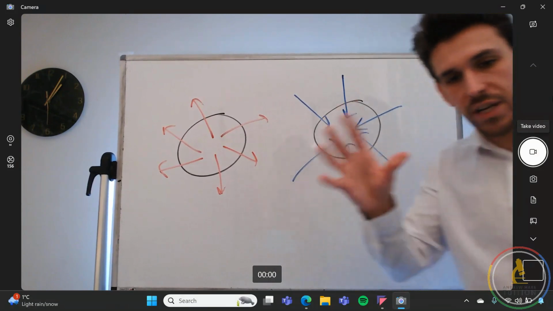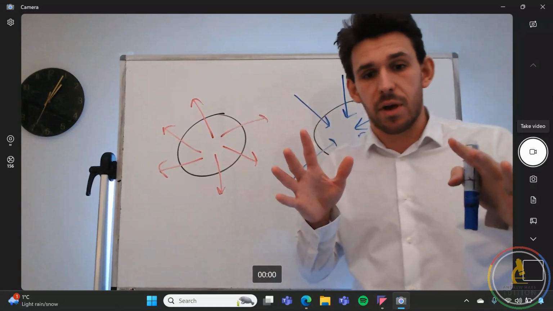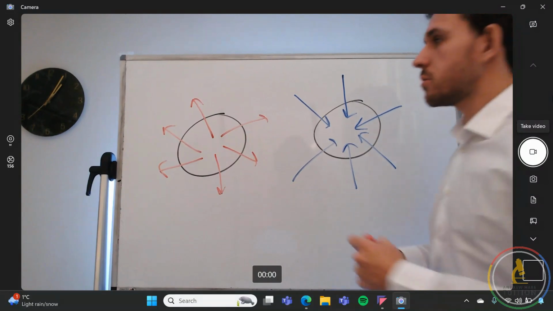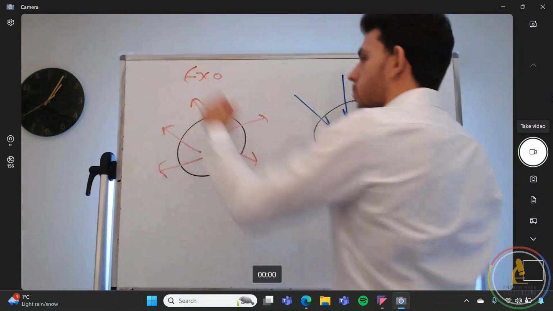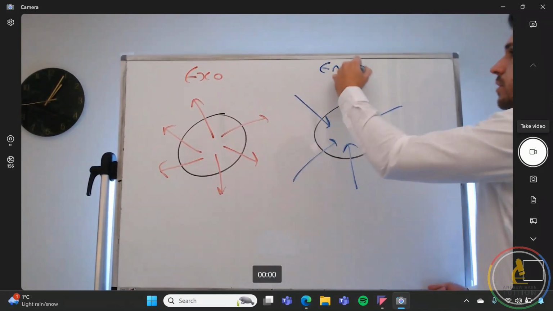So hopefully you can already tell these are pretty much opposites, and that's how I want you to be thinking about them, because that will really help, okay? This is an exothermic reaction, I'll label it up here, whereas this one is an endothermic reaction, okay?